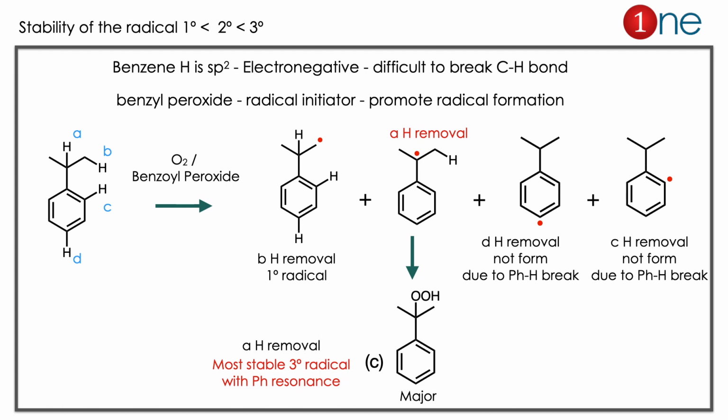The question is all about stability of radical here. Tertiary radical is more stable when compared to secondary and primary. And another fact you have to know here is benzene hydrogen is difficult to remove because it is an sp2 hybridized carbon. It is more electronegative and difficult to break the C-H bond. Next thing is benzoyl peroxide. Radical initiator promotes the radical formation. So the reaction goes through radical mechanism.